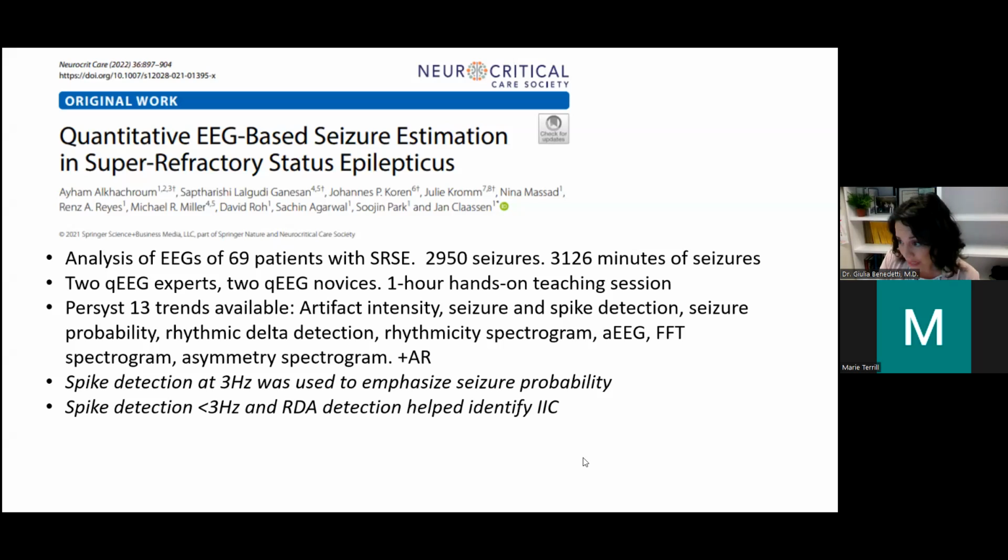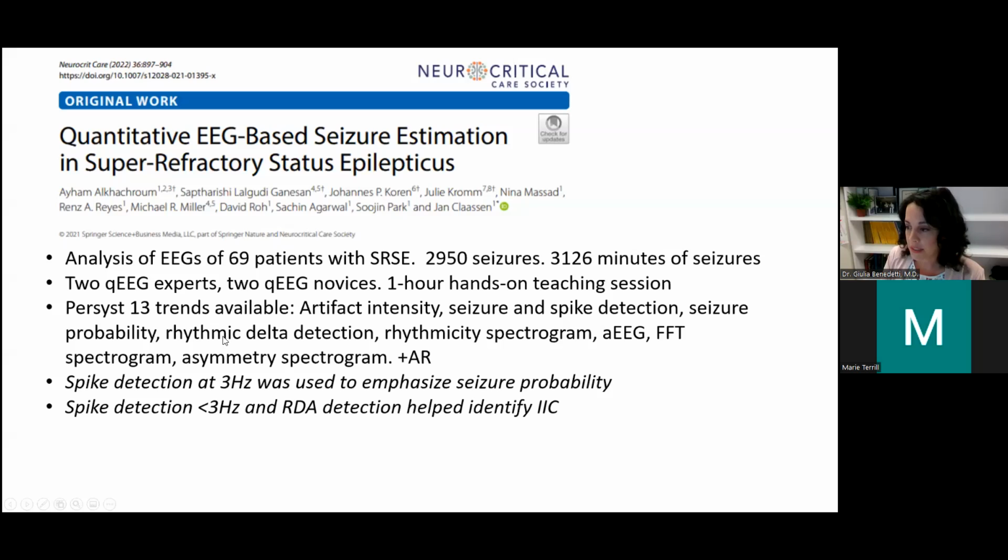So back to this study, what this group did was they took 69 patients who had had superrefractory status epilepticus and then went on EEG. They had a neurophysiologist quantitate on the raw EEG the minutes of seizures. This is kind of our gold standard seizure burden for this cohort. They had 2 quantitative EEG experts and 2 novices who got a 1 hour teaching session go through the quantitative EEG on all these patients.